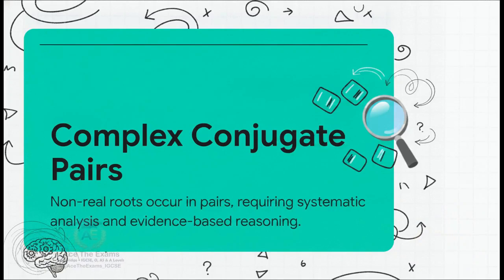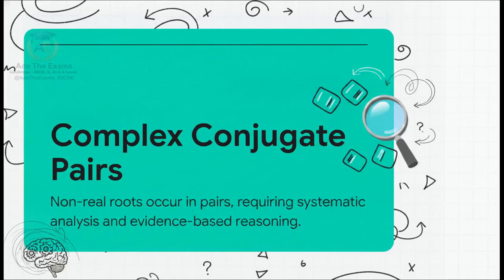Remember our student Alex? Alex just writes the conjugate down and moves on. But examiners explicitly note that students find evaluating this evidence and drawing conclusions on paper particularly challenging. It's not just about finding the pair, it's about the systematic analysis required to prove why it's the pair. You have to use evidence-based reasoning.